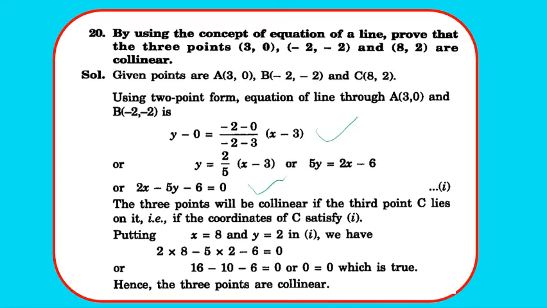Now 3 points will be collinear if the third point C falls on line AB, that is, it will satisfy the line AB. So putting the value of x equals 8 and y equals 2 in equation 1, we get that the LHS equals RHS, that is this point (8, 2), that is point C, is satisfying equation 1. So the 3 points will be collinear. Clear? So pause and note down the solution.